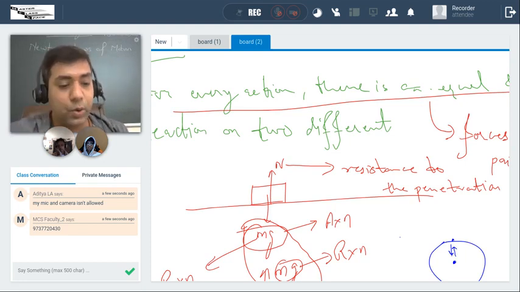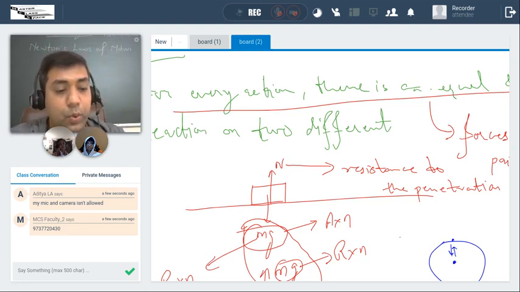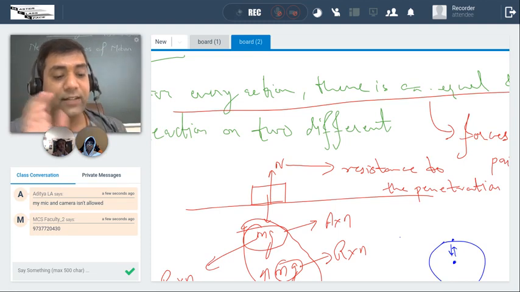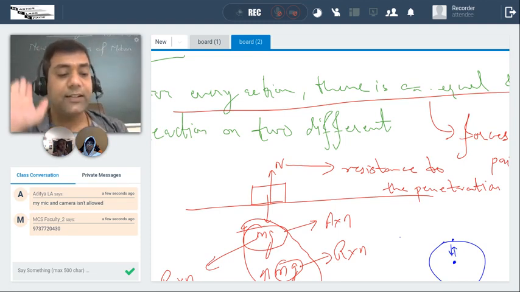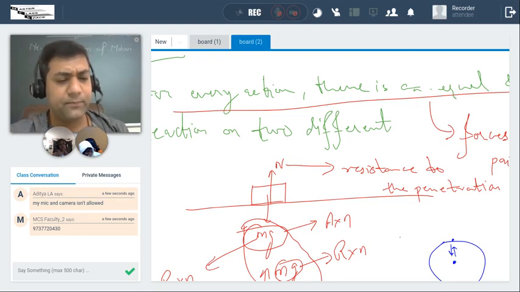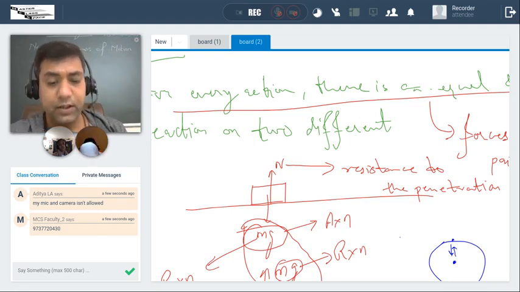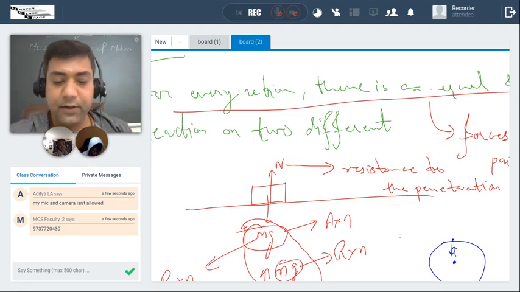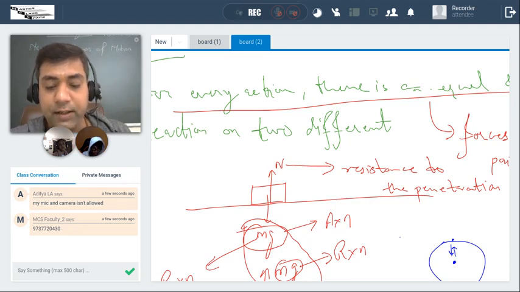It is trying to go towards the center of Earth, but the surface of Earth is resisting the body. It is pushing the body out. Hey, please do not come inside me. So it is coming because of that. That normal reaction is coming basically because of that. Got it? My dear friend, Earth is pushing the body with normal reaction.